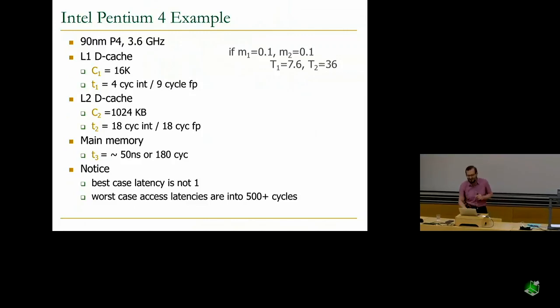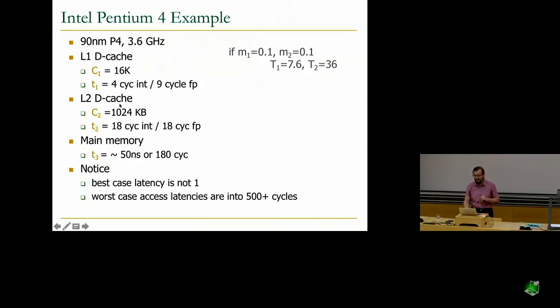If we do the hierarchical equation over here. If our miss rate from the first level is 10%, if our miss rate on the second level is also 10%, these are the perceived access latency you would get for a load or store. At this level, it's 7.6. At this level, it's 36. Well, how do you get this equation?